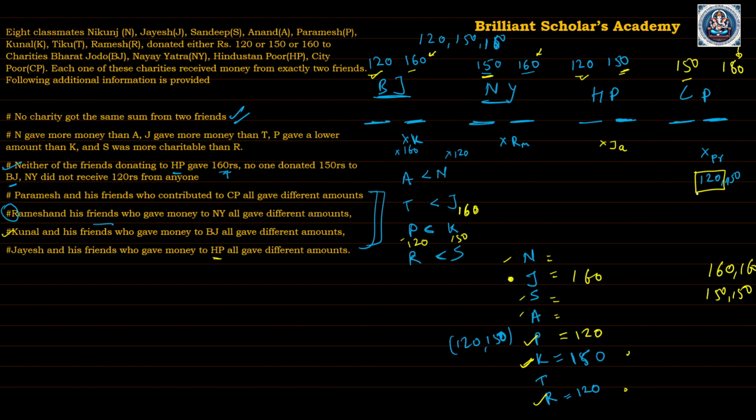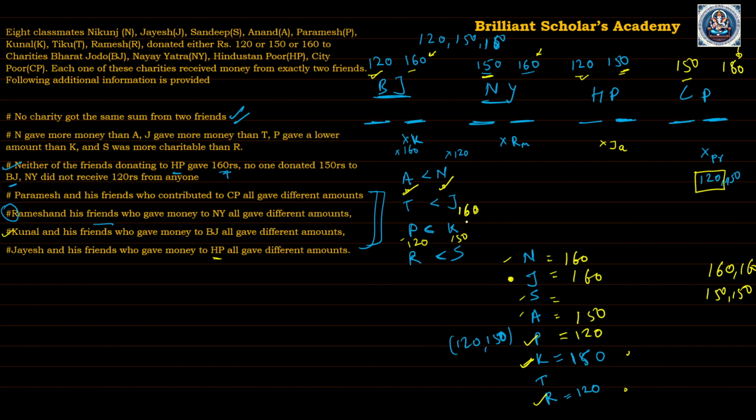Because the only amounts remaining are 150 and 160, look at this. Anand and Nikunj. Nikunj pays more. There are only two numbers, 160 and 150. That tells me Anand should be 150, Nikunj should be 160. Be careful what I've done here. So I've taken care of this.